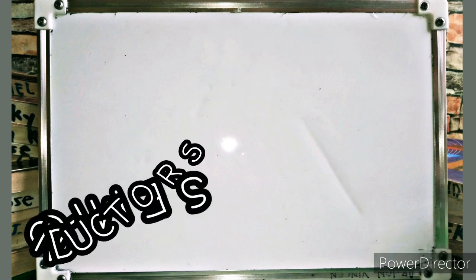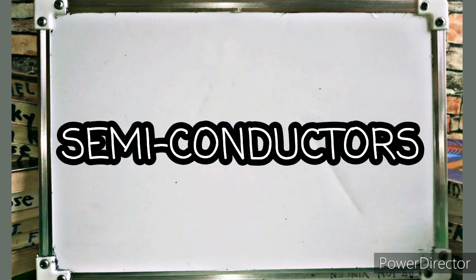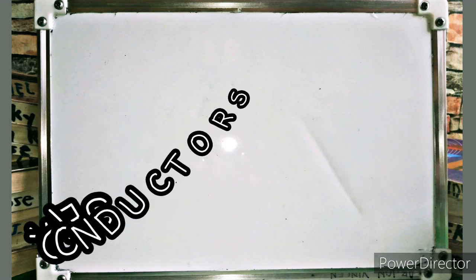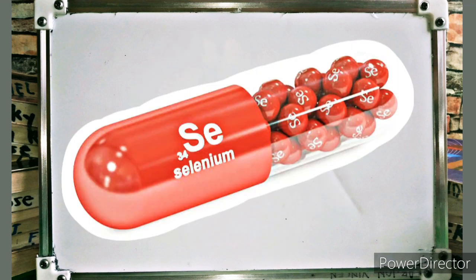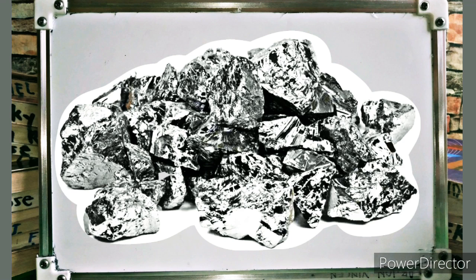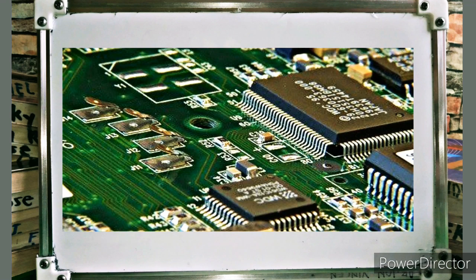The second one are the semiconductors, where these materials have resistance levels between those of a conductor and an insulator. Good examples of semiconductor materials are germanium, selenium, and silicon. Silicon is used in most semiconductors for computer and electronic components and is considered to be the best semiconductor material.